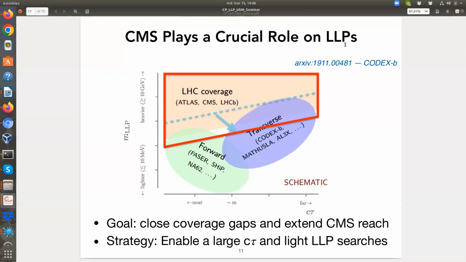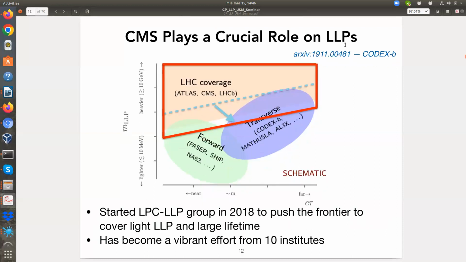My question is, what do we do? That's the goal: close the coverage gaps between dedicated experiments and CMS, and extend the C-tau range. The strategy is to go for lower masses and extend the C-tau range. So how do we do that?